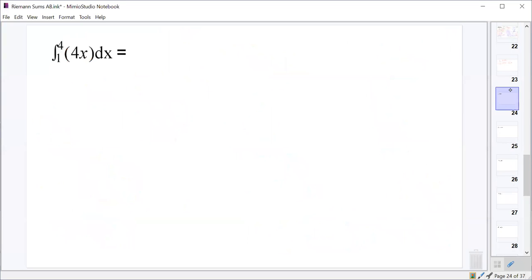All right, so we're going to move on to this one next, the integral from 1 to 4 of 4x dx. So take a second, sketch the graph, and sort of draw some right rectangular approximations on that. Give me 1 second.